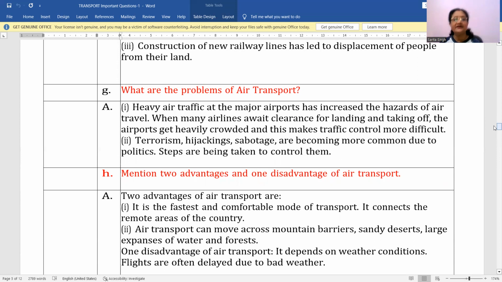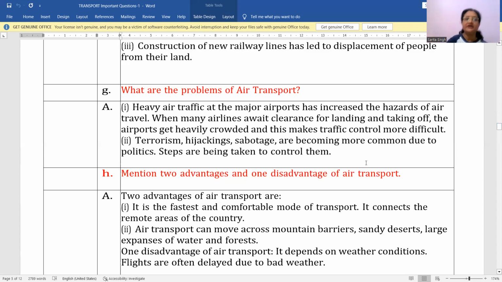Then heavy air traffic at the major airports has increased the hazards of air travel. ठीक है, when many airlines await clearance for landing and taking off, the airports get heavily crowded and this makes traffic control more difficult. फिर नेक्स्ट है टेररिज्म, हाईजैकिंग, sabotage are becoming more common due to politics, right? So steps are being taken to control them. This is again one problem which is being faced by the airways or the air transport.